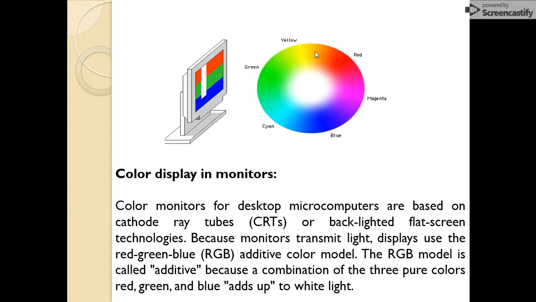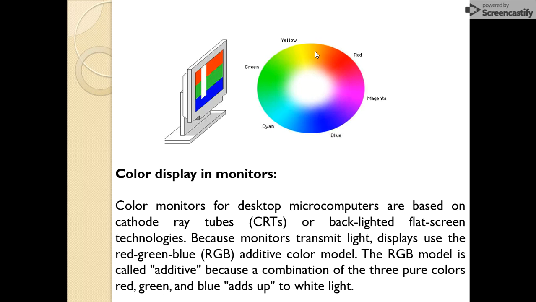Coming to our first topic, we have color display in monitors. How color is displayed in monitors, we are going to discuss that. There is a concept of frame buffers that are used in order to display color. There are three primary colors, that is red, green, and blue. We balance the intensities of red, green, and blue in such a way that we get a distinguished color.